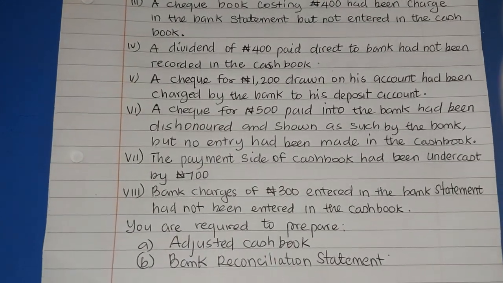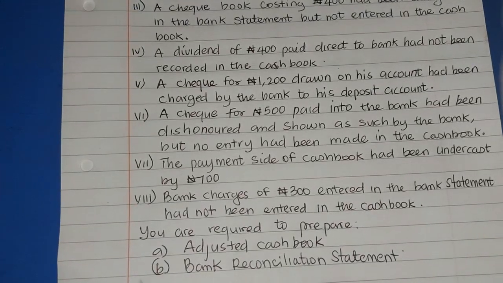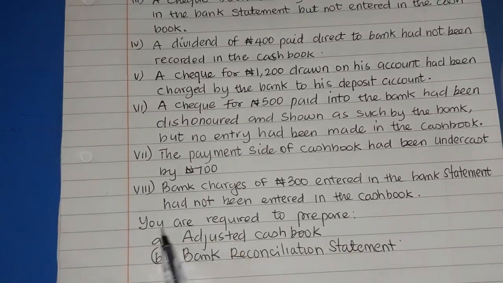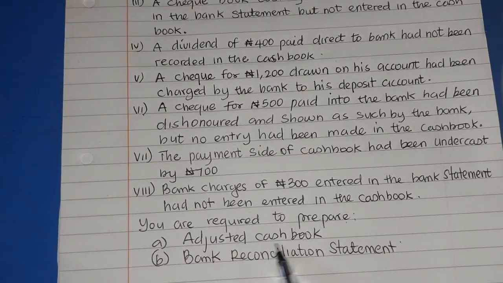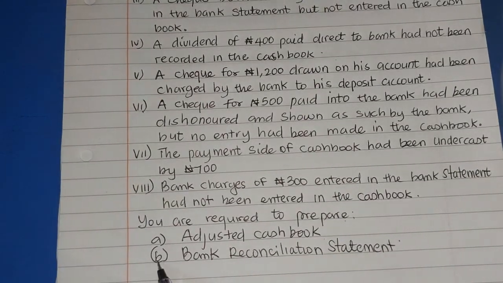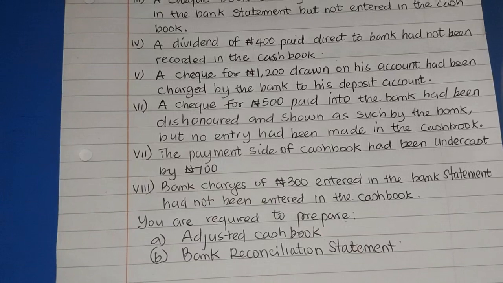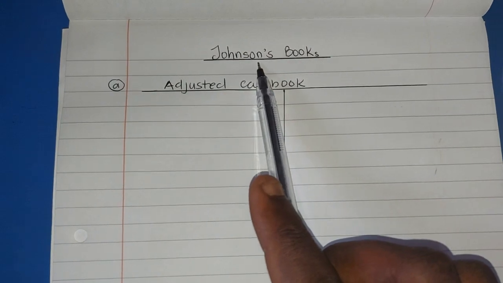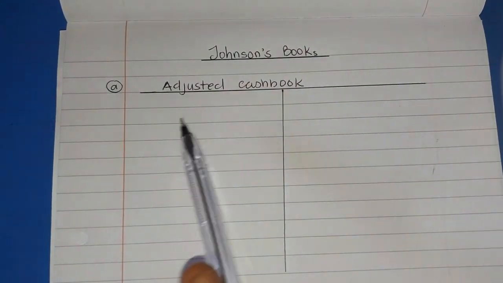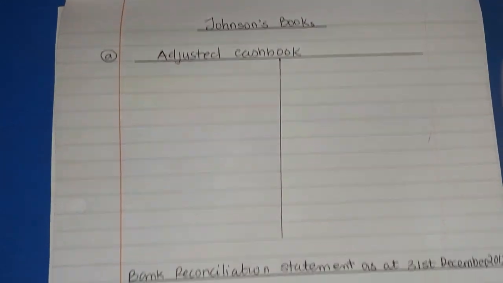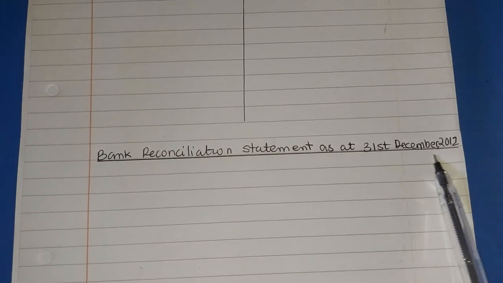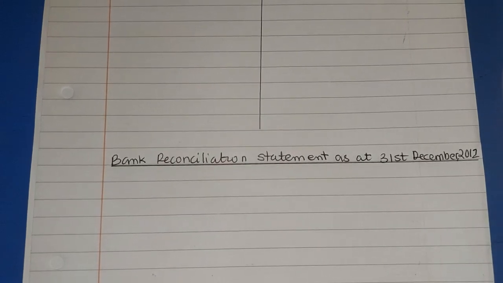Having read through the question, you will first read the requirement. The requirement says that you are required to prepare A, adjusted cash book, and B, bank reconciliation statement. So to start with, you will draw your formats. The name of the business, as you have read, is Johnson. So you write Johnson's books, adjusted cash book. Then you write your bank reconciliation statement as at 31st December 2012. Is that taken? Then you now go to the question.